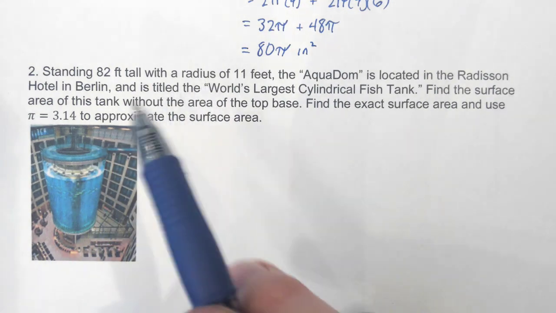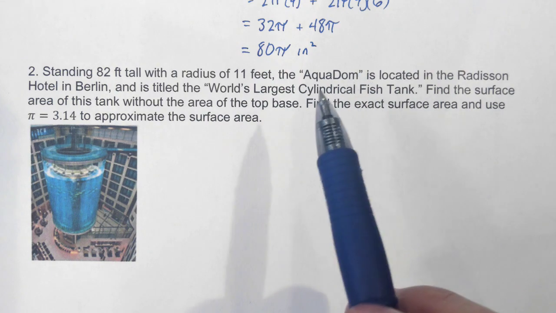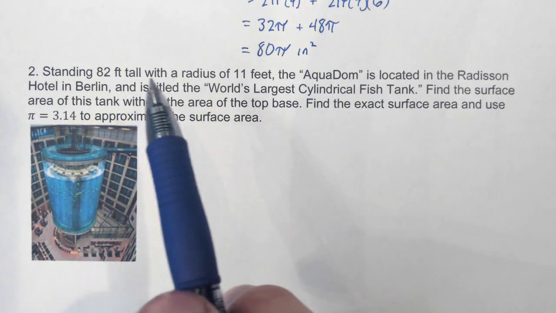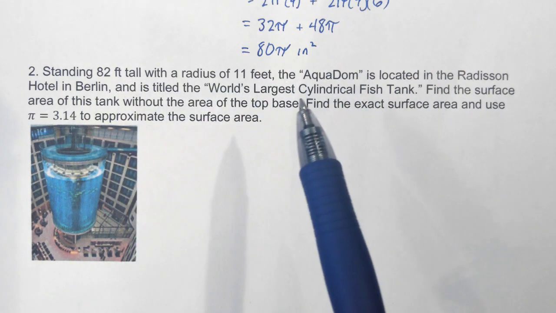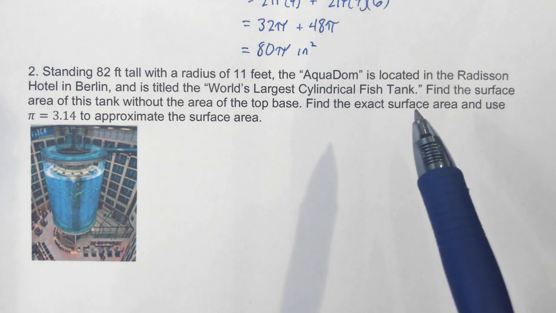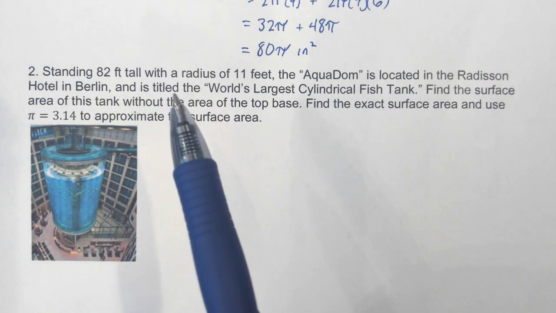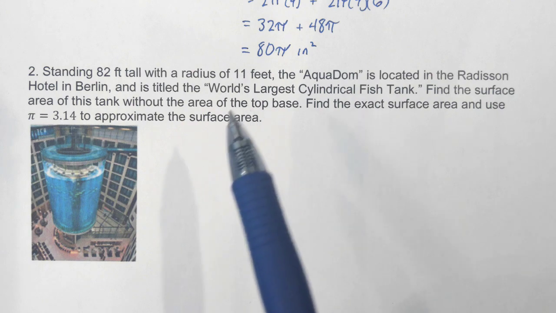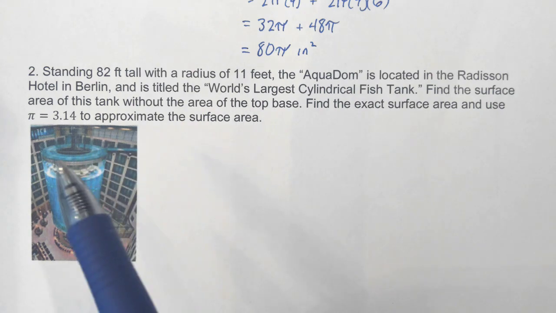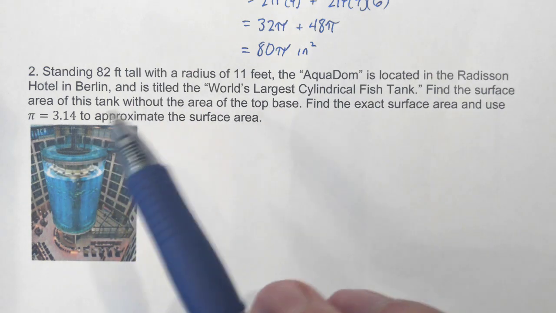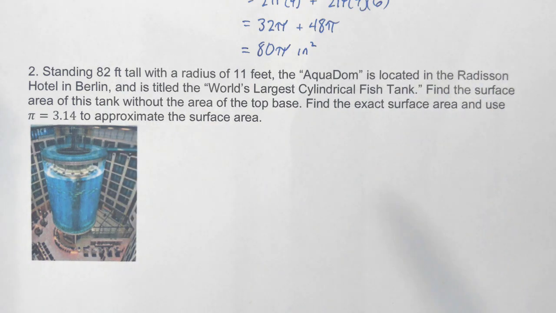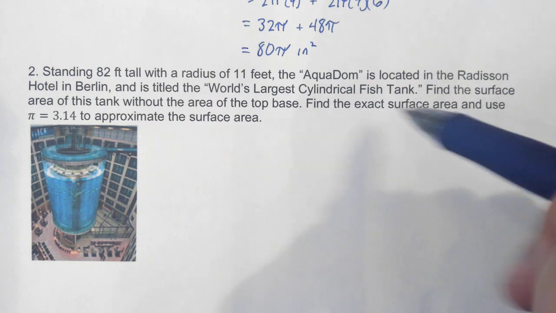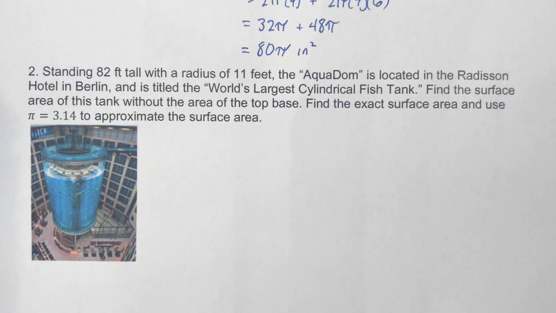All right, here's a cool aquarium. It is in Berlin, I guess. It's called the Aquadom. It is 82 feet tall, has a radius of 11 feet. It's the world's largest cylindrical fish tank. Find the surface area without the area of the top base, because it's a fish tank. You know, the top would probably be open, so that's why they're saying find the surface area without the top, because there's probably not a surface up there.